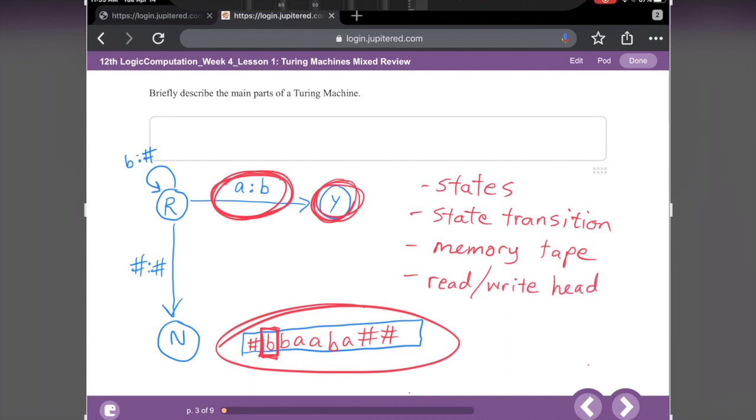That's the basics for the different parts of a Turing machine. If you gave me just the first three, I would accept that too. Okay, let's move on.